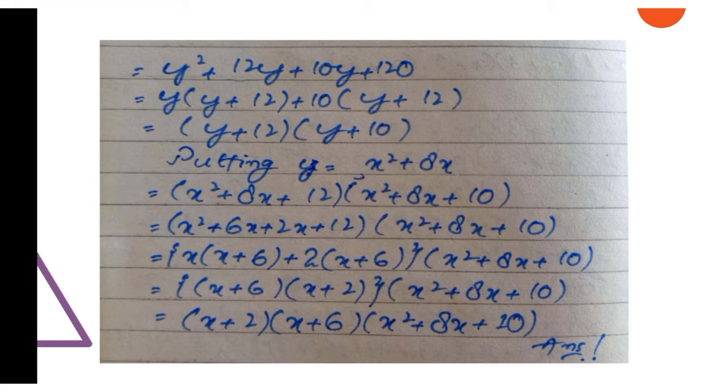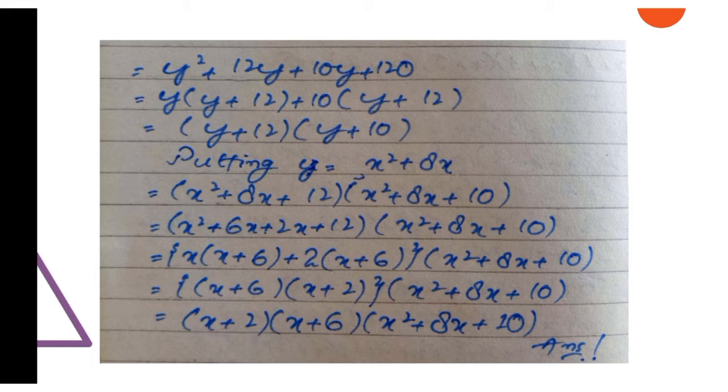Now put y equals x square plus 8x. That's why I've written x square plus 8x plus 12 in one bracket and x square plus 8x plus 10 in another. Now do the middle term breaking, do the factorization again. Leave the second bracket as it is, and in the first bracket the middle term will be 6x plus 2x.